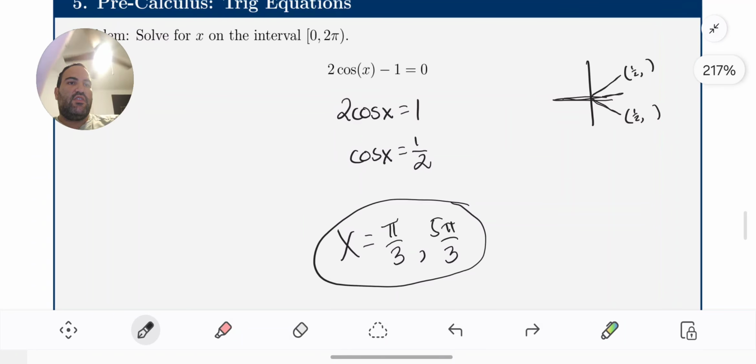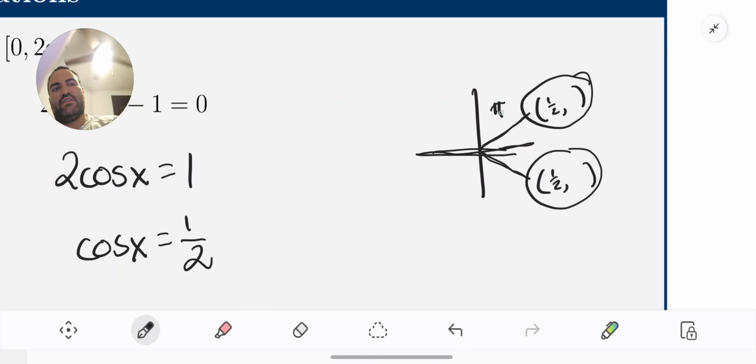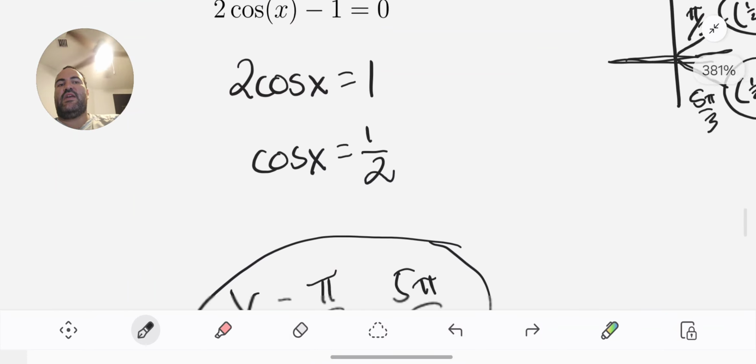And there you have it. So if you Googled unit circle, you would see these two coordinates at pi over 3 and 5 pi over 3. Okay? The other ones don't work because those are negative x values. We needed positive x values.